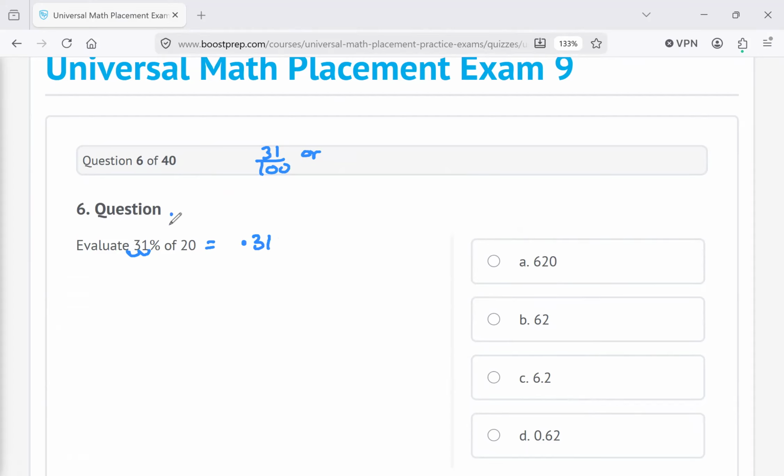The word "of" in a word problem always means multiplication, so I'm going to do some parentheses to represent multiplication, and then you have that 20. You literally just put it in the calculator and you're good. 0.31 times 20, that's 6.2. Okay, so that is 6.2, that is letter C.